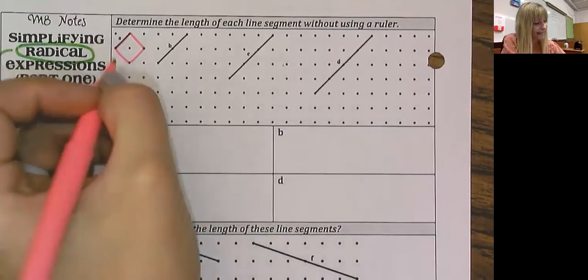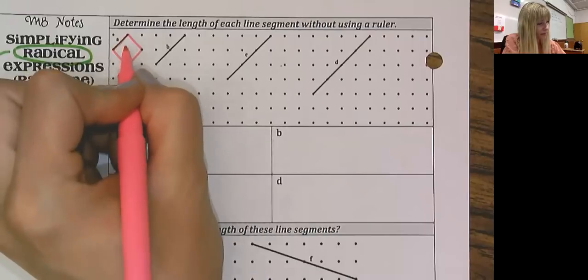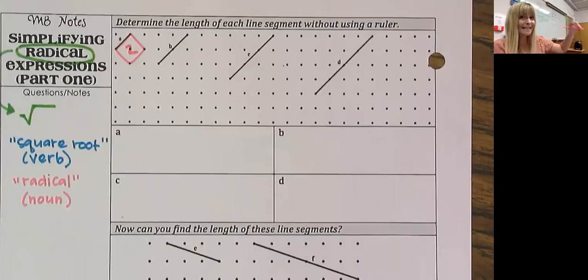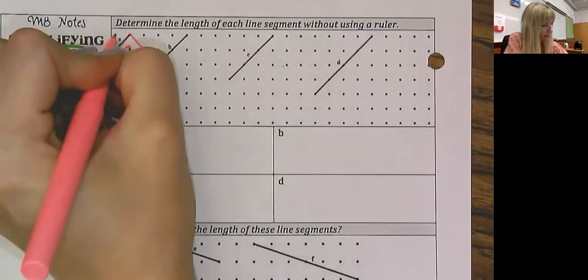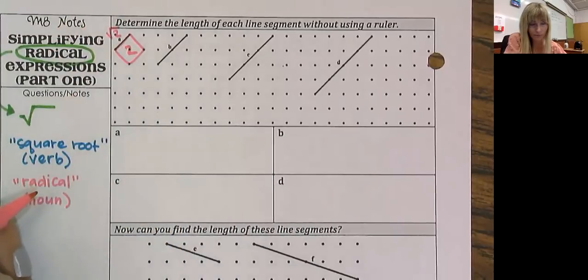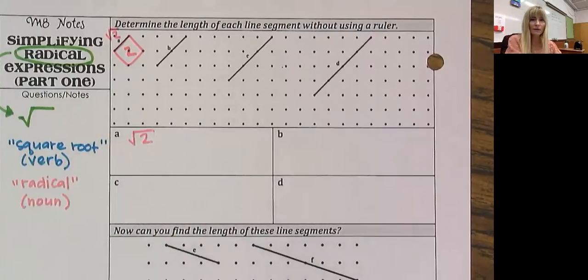Remember, we found the area of this square. Remember, it was half and half and all that. Remember, the area of this square was 2, which means the side length, I'm going to write it over here, the side length was square root of 2. Okay, that's actually just going to start us off here.